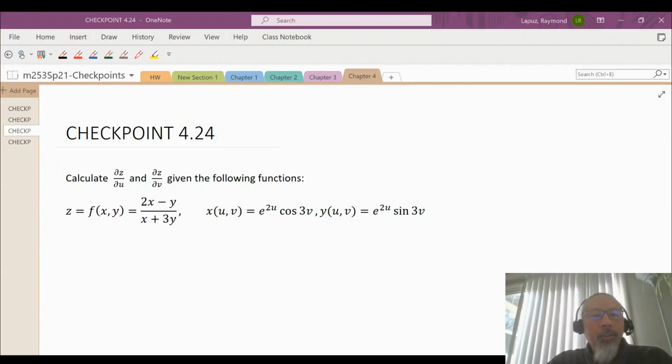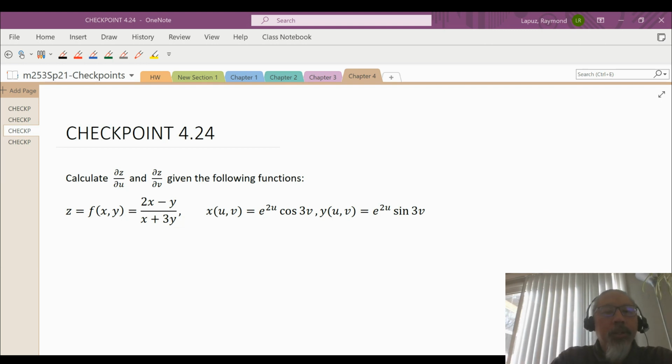Hello, this is checkpoint 4.24. They want us to calculate dz/du and dz/dv, the partials, for the given function f(x,y) = (2x - y)/(x + 3y), and then our x function is a function of u and v, x = e^(2u) cos 3v. y also is a function of u and v, y = e^(2u) sin 3v.